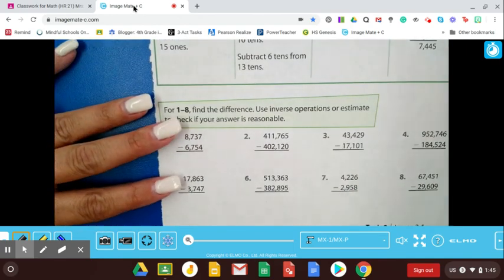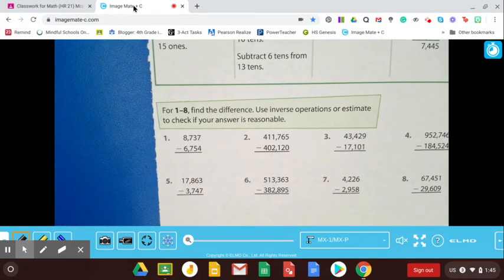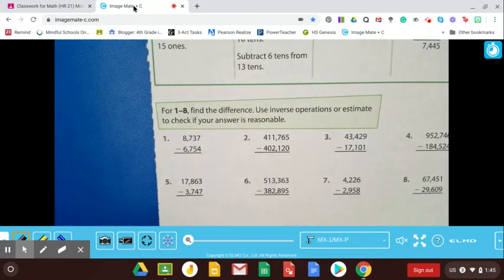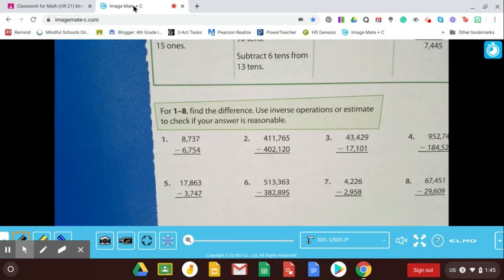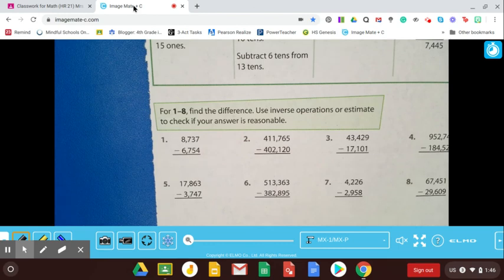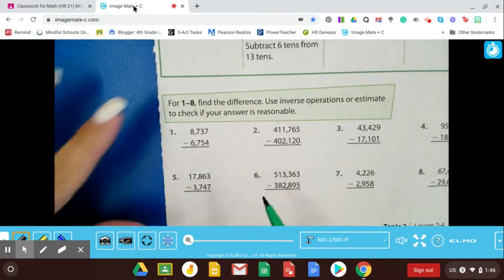All right, here we go. Let's see, I need something good to write with. Okay. Normally I'd be writing with pencil, but I want you guys to see it, so I'm going to use a marker and hope that I don't mess up.